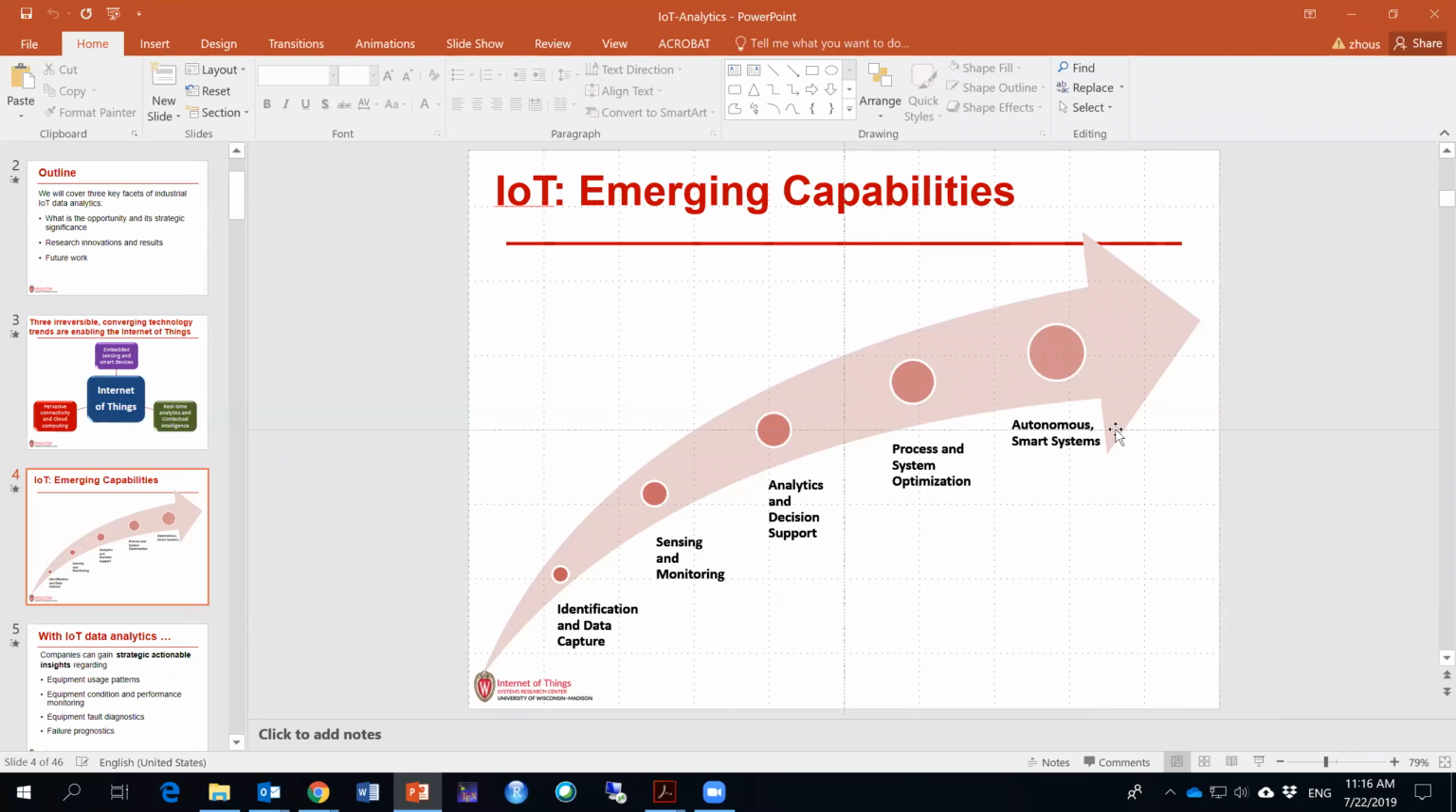So one example is automotive, like a self-driving car. So this is the ultimate example for IoT-enabled smart system.